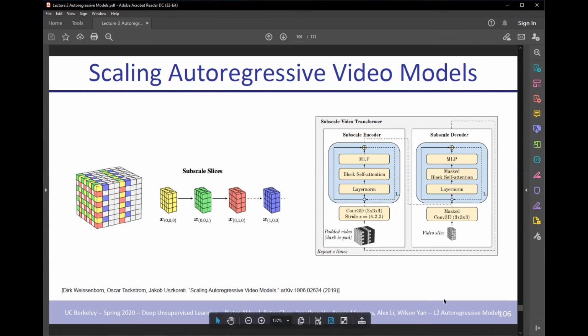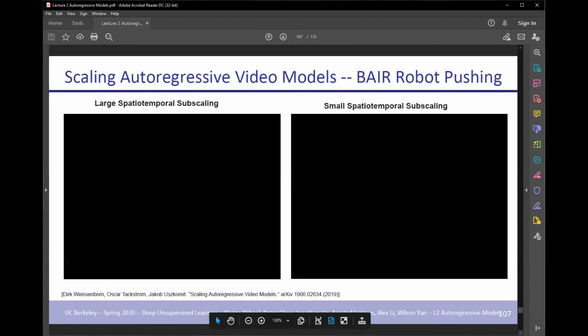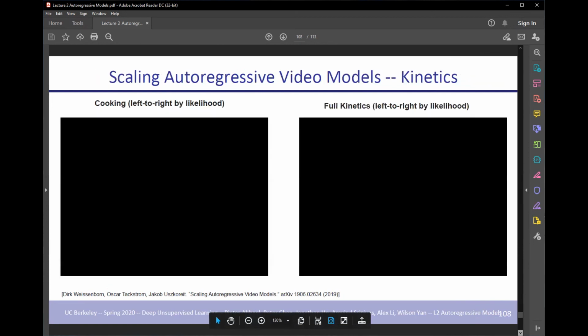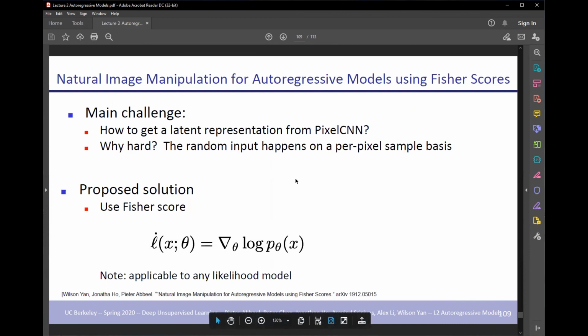Right, and the one last concept that he touches on, which is fairly important: he uses a couple of videos to illustrate how well or poorly the autoregressive video models do. I'm going to skip that. You can look at that in his video lecture. The last concept I'll touch on, in order for us to end on time today, is this.